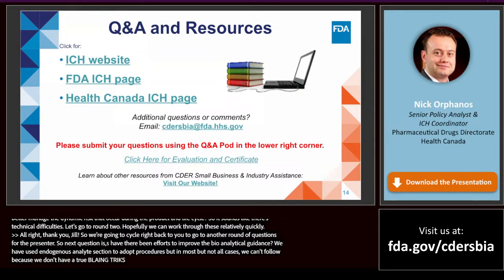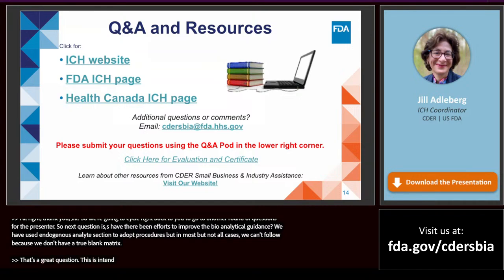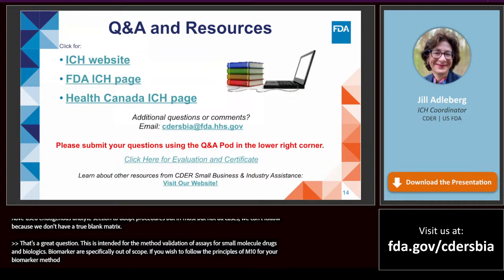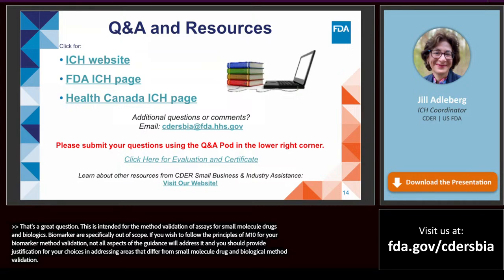So that's a great question. ICH M10 is intended for the method validation of assays for small molecule drugs and biologics. Biomarkers are specifically out of scope. If you wish to follow the principles of M10 for your biomarker method validation, not all aspects of the guidance will address biomarker method validation, and you should provide justifications for your choices in addressing areas that differ from small molecule drug and biologic method validation. Great question. Back to you, Nick.